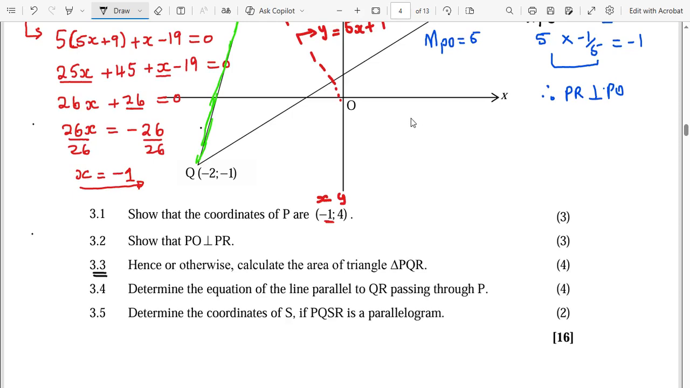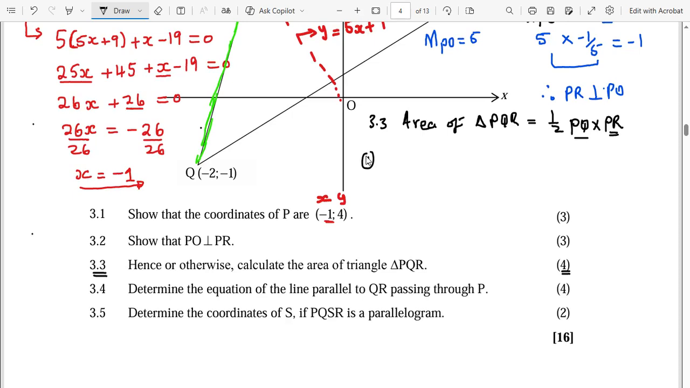So the area of triangle PQR will be equal to half of PQ multiplied by PR. So we need to find the length of PQ and find the length of PR. This makes sense because this is a 4-mark question. So the examiner here is testing if you can use the distance formula to find the length of these two.